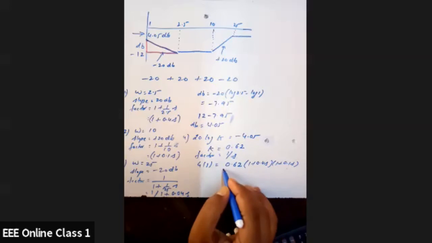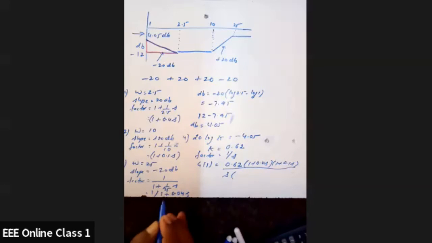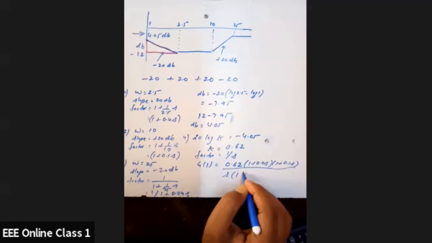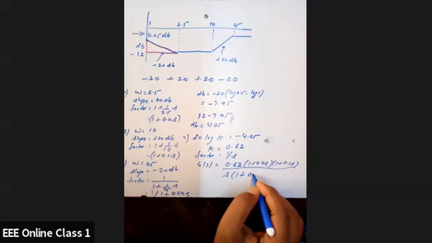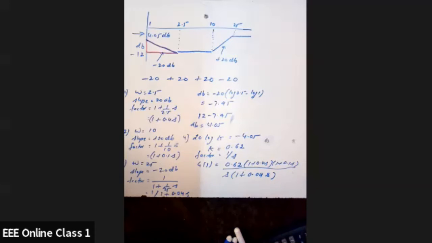divided by s. Then we have 1 plus 0.04 s. So this is the transfer function for the plot given in the question.